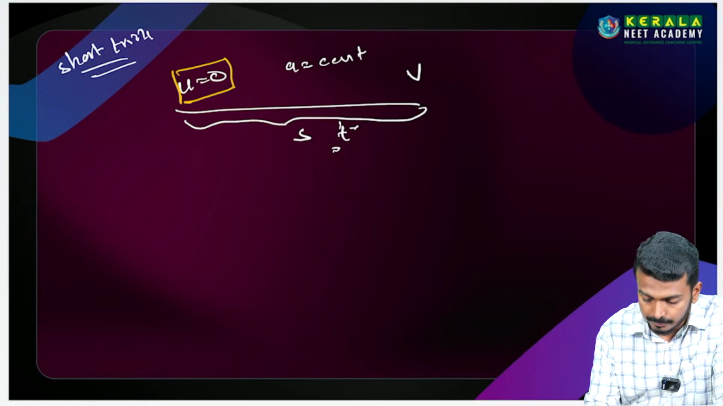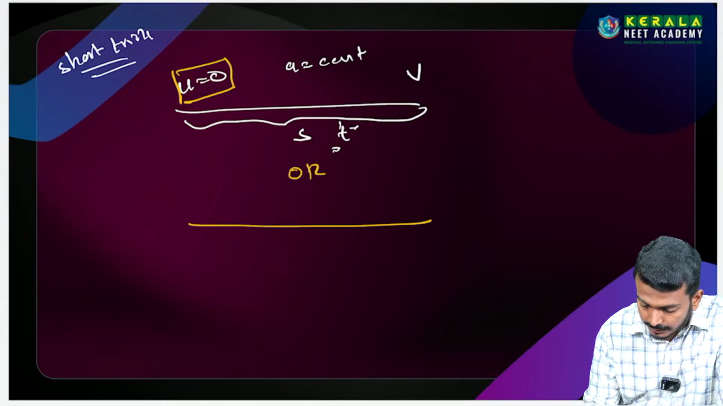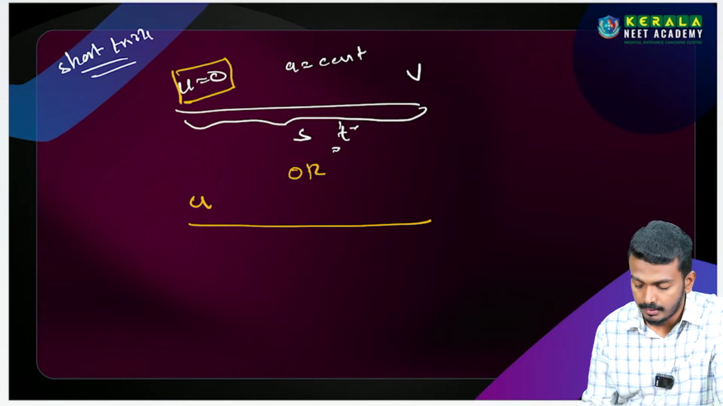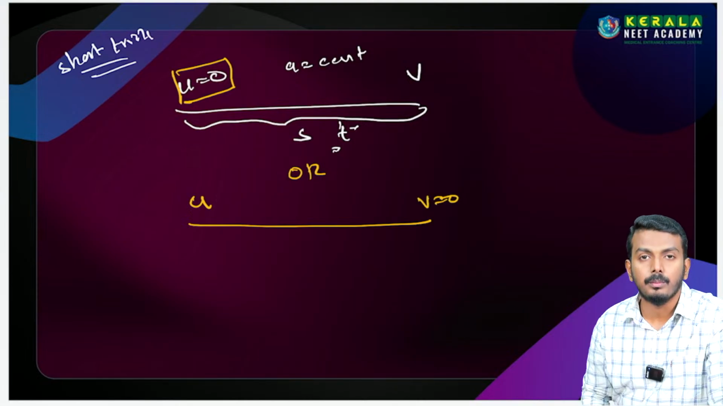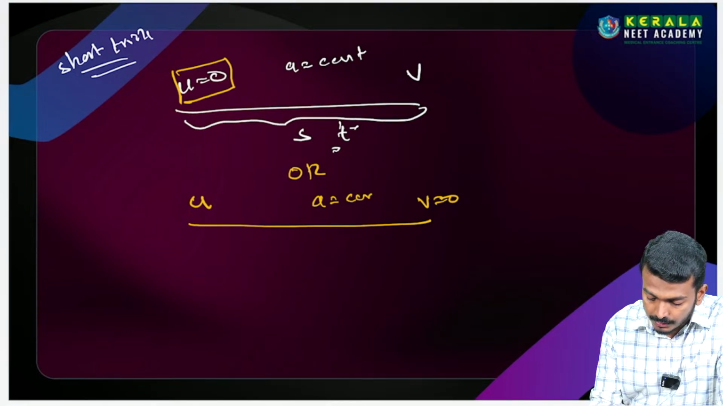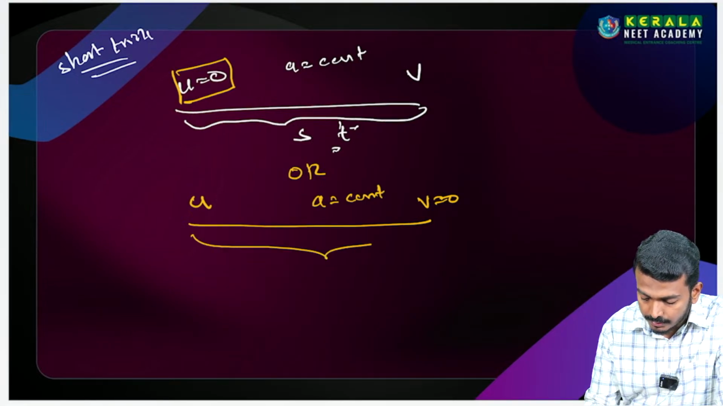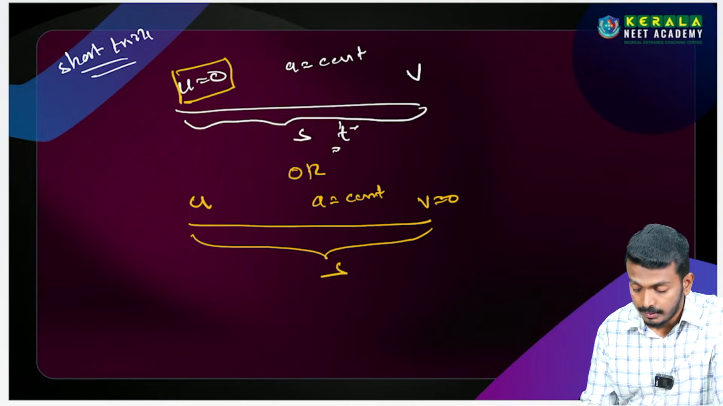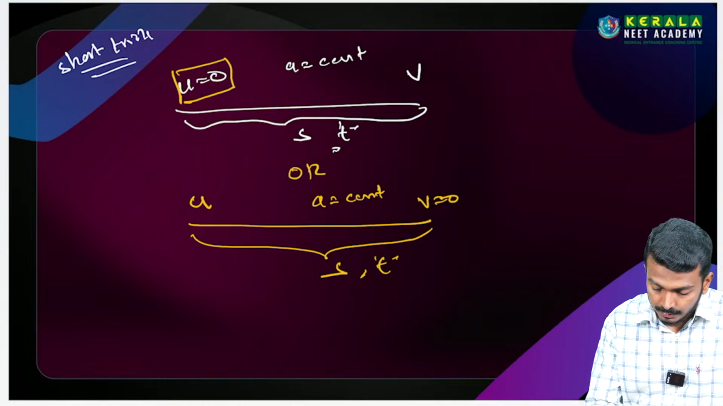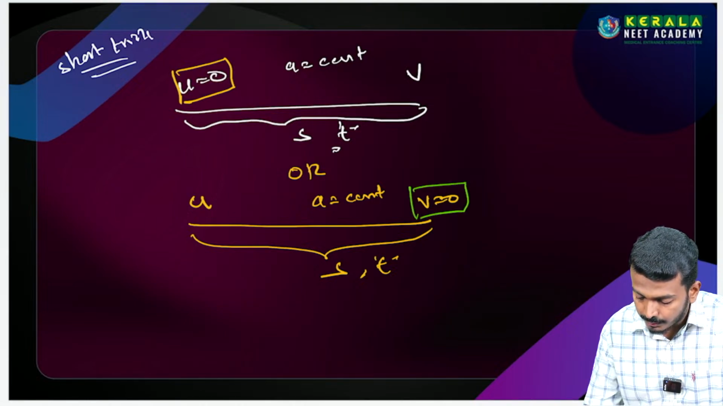Otherwise, in the same situation, the body has an initial velocity, but what is the final velocity of the body? 0. And the body has constant acceleration. What is the total distance traveled by the body? What is the time taken by the body? T. Then what is the final velocity of the body? 0.